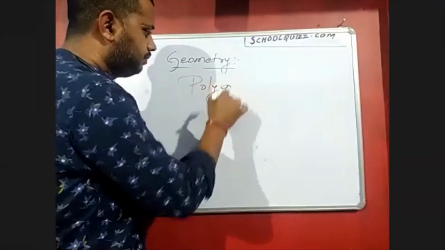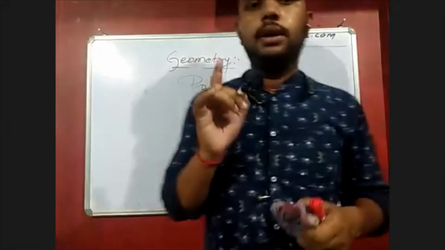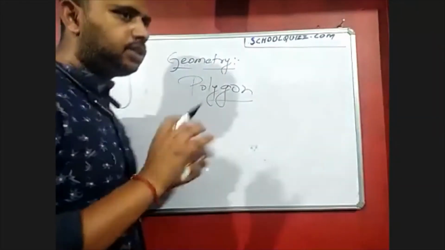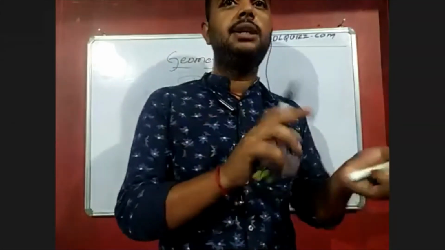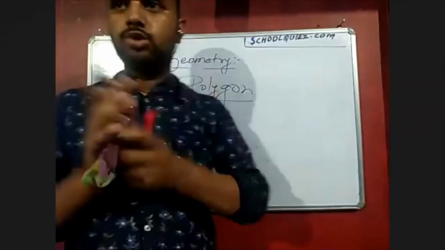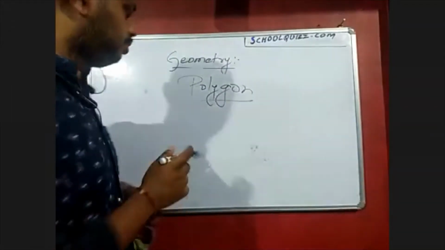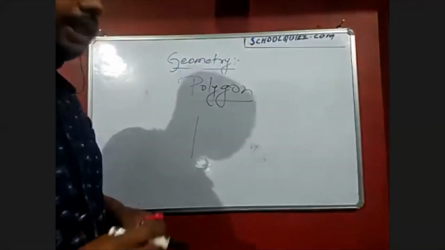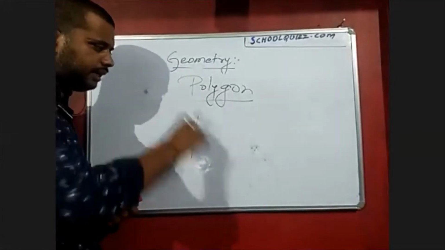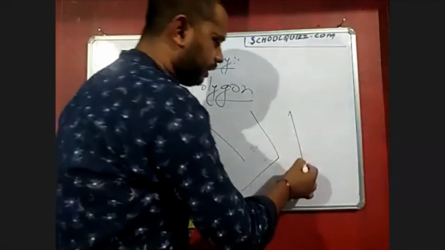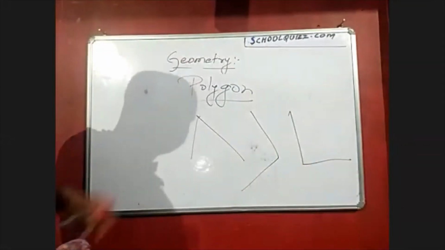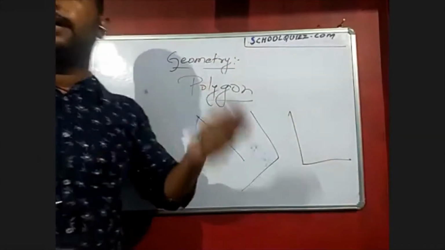Polygon means the things which are in closed form. Whatever figure they make from line segments must be a closed one. Understand? So they started thinking, suppose I draw one line, I can't form any figure because I can't make a closed figure. If I draw two lines also, I can't make a closed figure, whichever way I draw. Understand? So by using two line segments, we can't draw any triangle.